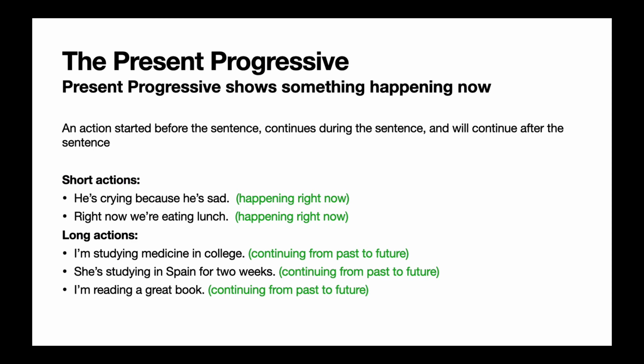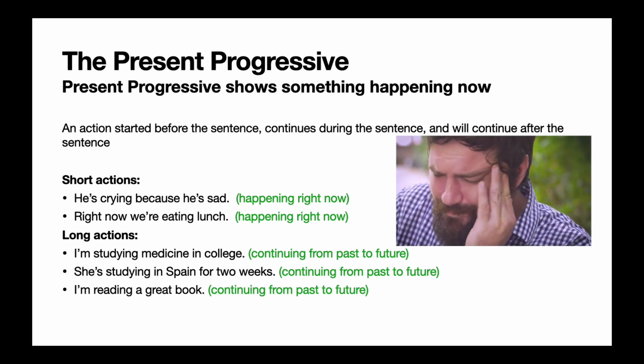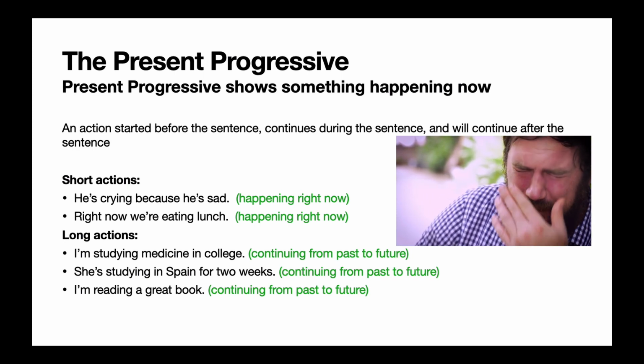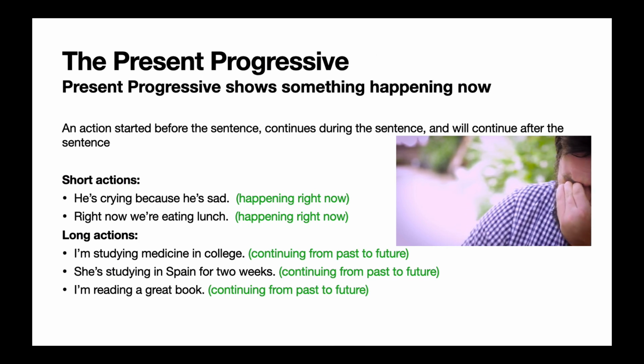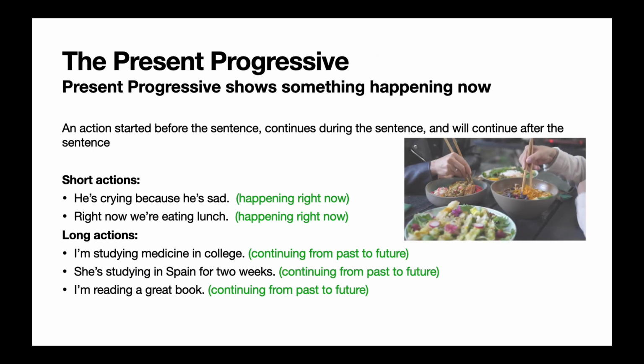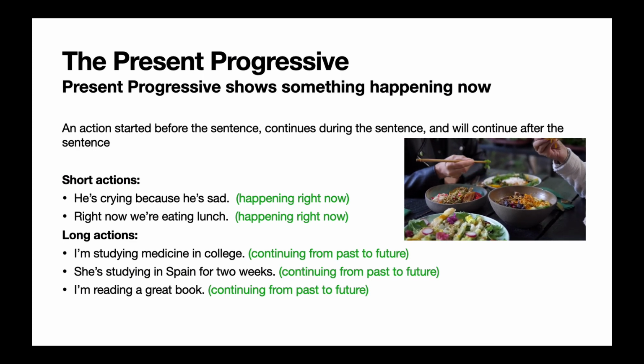We use the present progressive tense to show that something is happening now. That means an action started before the sentence, continues during the sentence, and will continue after the sentence. This applies to both short actions and long actions. So short actions like he's crying because he's sad, that's happening right now. It started before I said that, it's happening as I say that, and it will probably continue after I stop talking. Or if I say right now we're eating lunch, the same is true. We started eating lunch before this sentence, we're eating it during the sentence, and we'll probably continue eating it after the sentence.